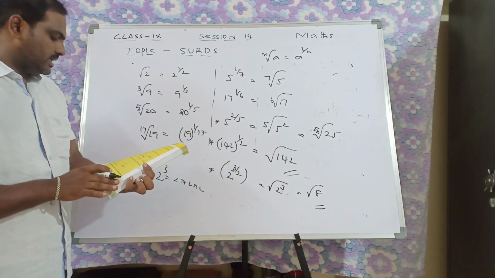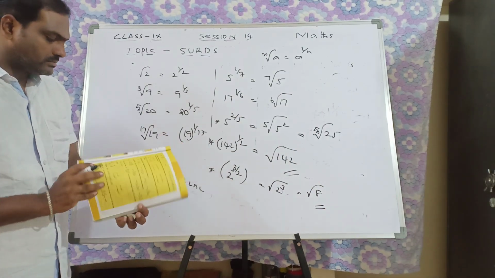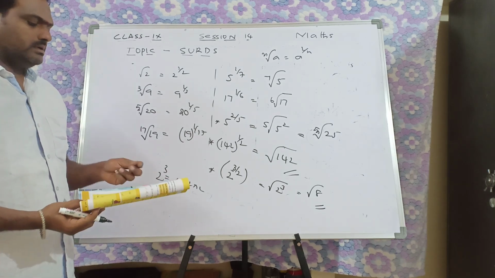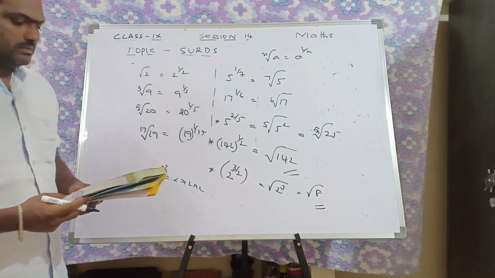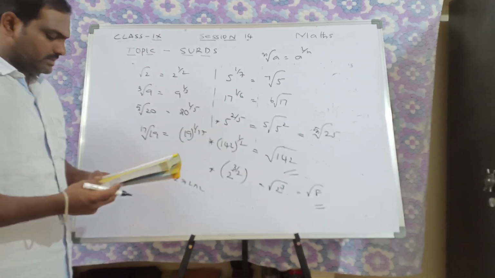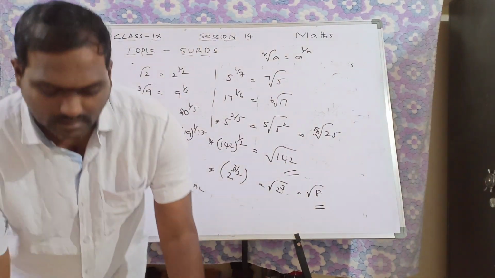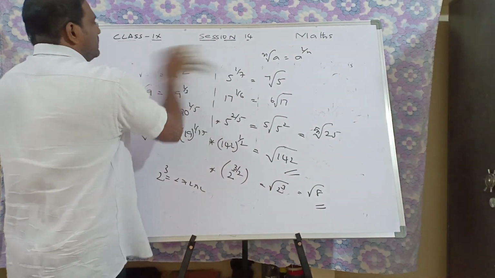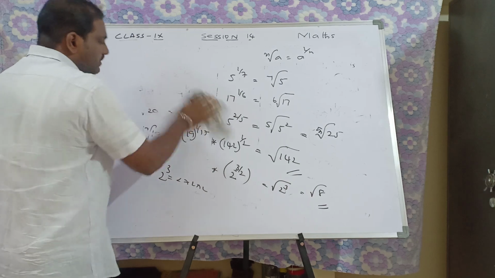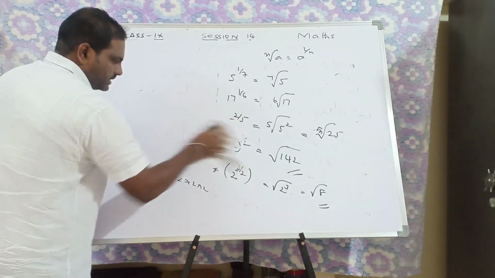Okay. So these are the questions given on page number 24. Do this. Now I'll explain one question. Very important question from the examination point of view, a 4 marks question. So basing on this, we have to do that question.